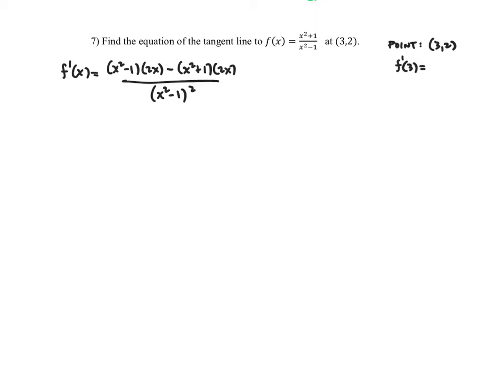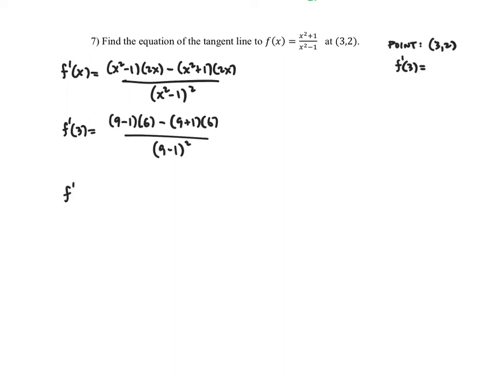Okay, so I could choose to clean this up if I wanted to, or I could input a 3 like right now, and I'm just going to input the 3. So that would be 3 squared, which is 9, minus 1, times 2 times 3, which is 6, minus 3 squared, which is 9, plus 1, times 2 times 6, or 2 times 3, which is 6 again, over 3 squared, which is 9, minus 1, squared.